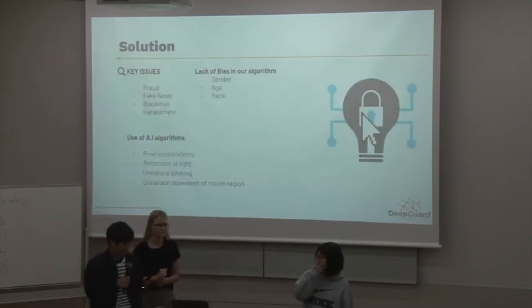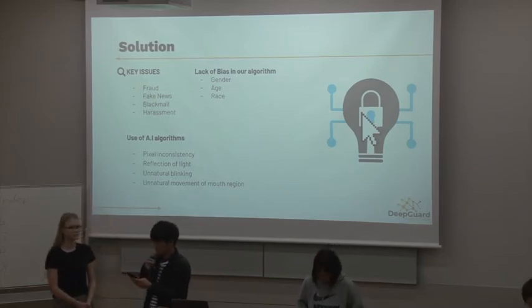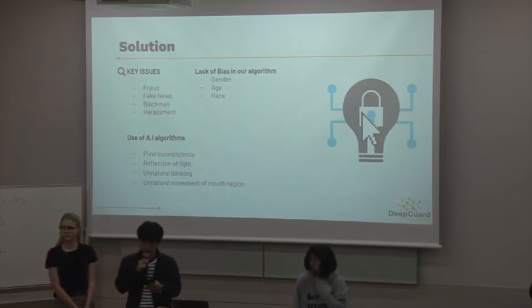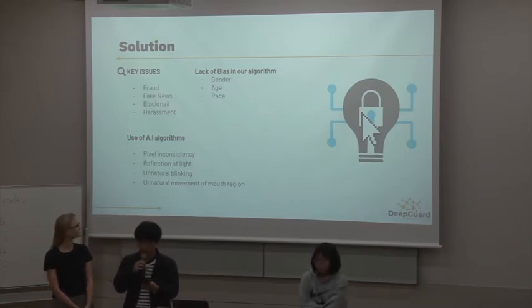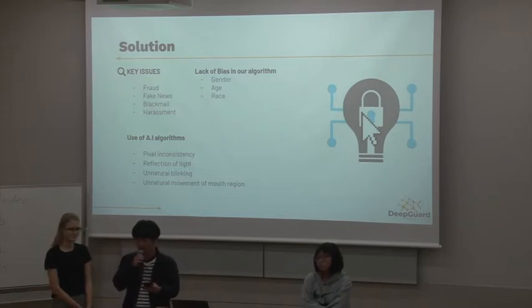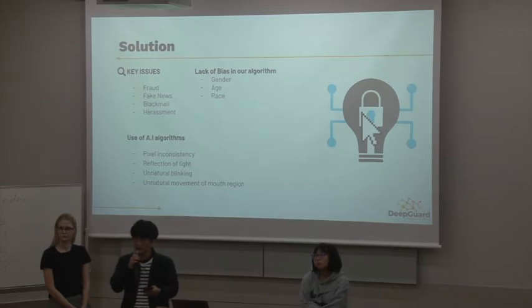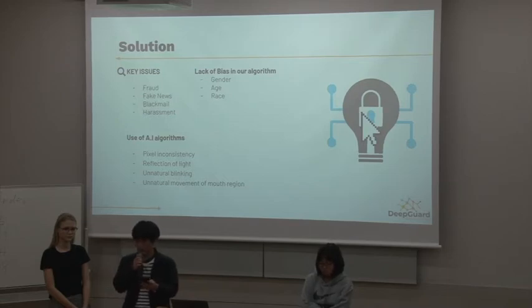Next slide, please. So our software uses AI algorithms, which continually learn and improve upon their original mistakes to increase its accuracy rate every time the software is executed. The algorithms detect inconsistencies with pixels and how the light reflects off faces, whether the person is blinking unnaturally, and weird mouth movements. These are all common problems with deepfakes because they are made using artificial neural networks.